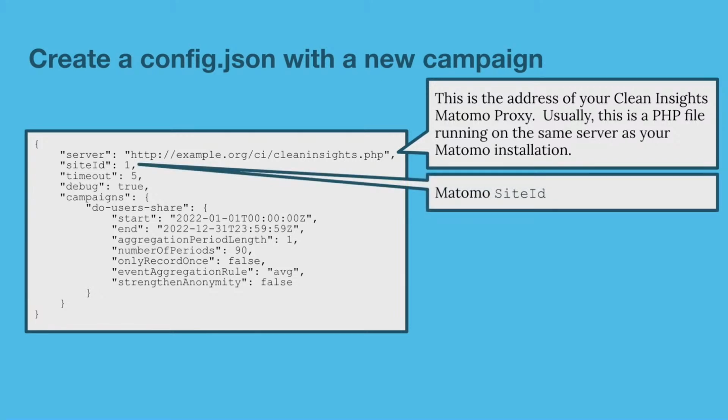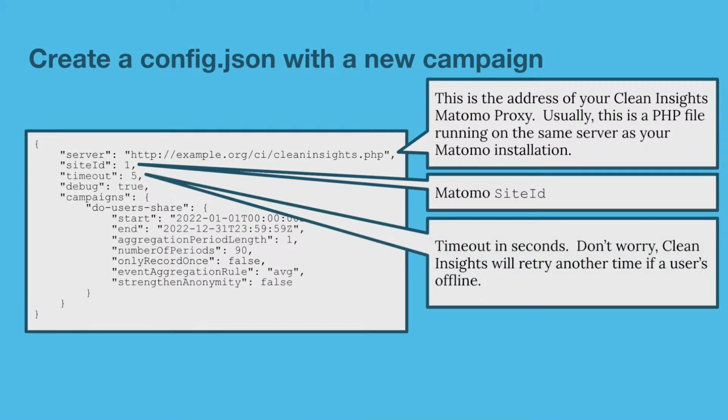Next is the site ID. This is the Matomo site ID that your data is bound for. If this is the only application you're tracking on that server, it's going to be number 1. But if you have a Matomo server tracking, say, ordinary Matomo analytics across several apps, maybe it's a different number. You'll see that right in the UI when you set up Matomo. But for now, we'll put 1 there.